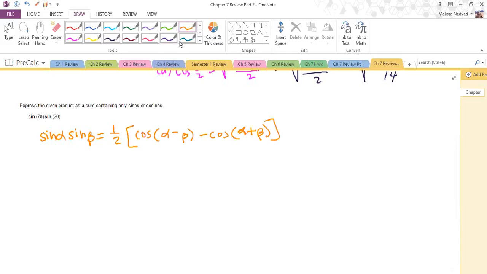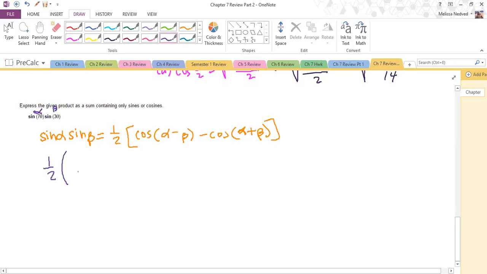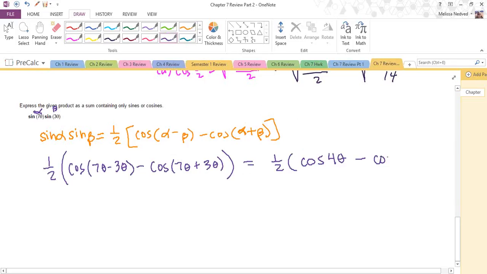So let's replace what we know. Alpha is 7 theta, beta is 3 theta. So sine of alpha sine beta is the same thing as 1/2 times cosine of alpha minus beta, or 7 theta minus 3 theta, minus cosine alpha plus beta, 7 theta plus 3 theta. And really I can simplify this in one step. I don't know anything about theta here. All I want to do is add or subtract what's inside those parentheses. So this gives me 1/2 times cosine 7 theta minus 3 theta is 4 theta minus cosine 7 theta plus 3 theta is 10 theta. And that's my final answer.